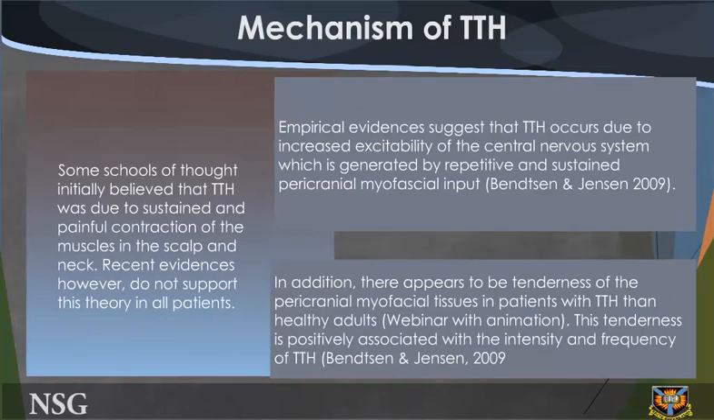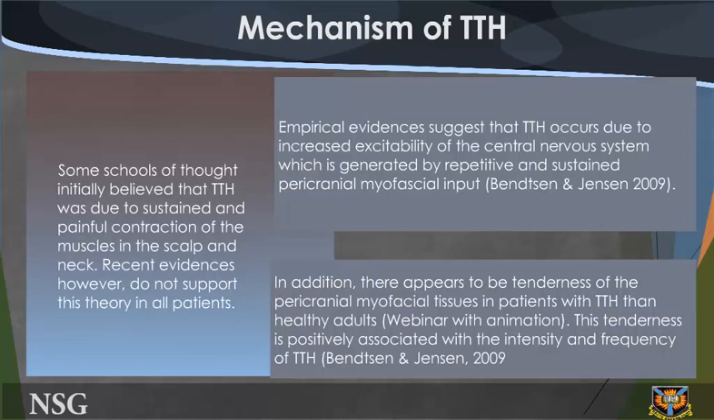Mechanism of TTH. Some schools of thought initially believed that TTH was due to sustained and painful contraction of the muscles in the scalp and neck. Recent evidence, however, does not support this theory in all patients. Empirical evidence suggests that TTH occurs due to increased excitability of the central nervous system, which is generated by repetitive and sustained pericranial myofascial inputs.